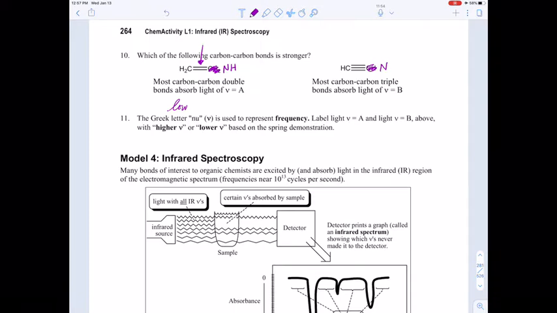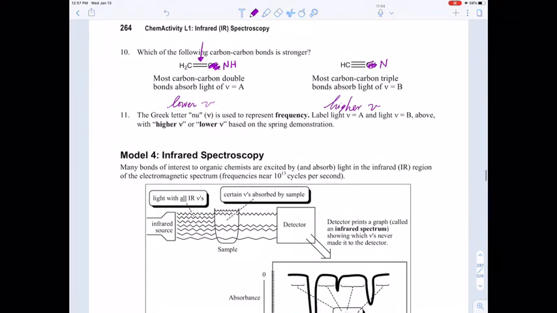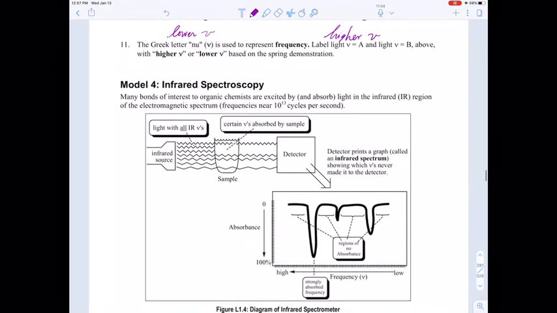Okay, this one over here, we're going to see the lower frequency. This one we will have the higher frequency. Right, the stronger bond is going to vibrate like the stronger spring with a higher frequency.